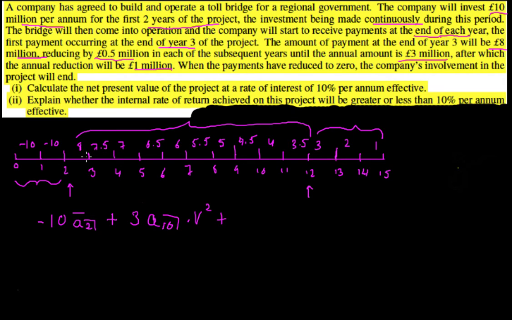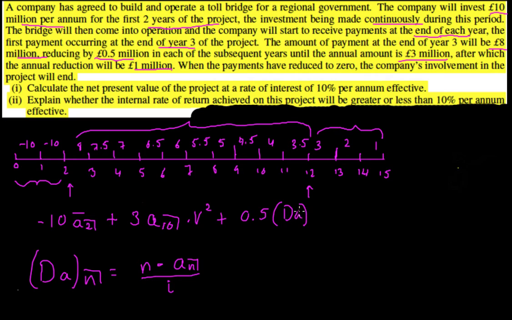And now, what about this bit where we started at 8 and it's going down $500,000 each year? As opposed to an increasing annuity, with a decreasing annuity, I'll just note the formula down over here. It will look something like n minus a regular annuity divided by i. And that's how it's going to be looking. So in this case, we'd be multiplying it by some sort of cash flow amount. So over here we'll be doing 0.5 and then decreasing annuity, (Da), over 10 years, and we're going to have to discount that back again 2 years times v squared.